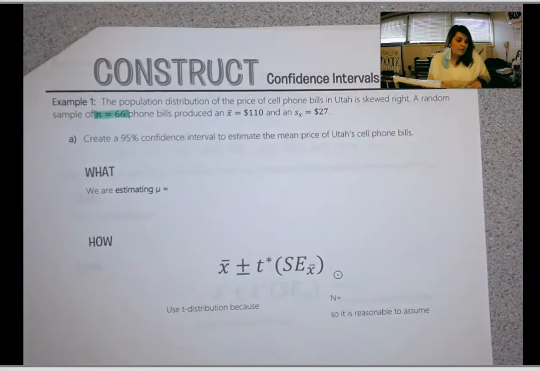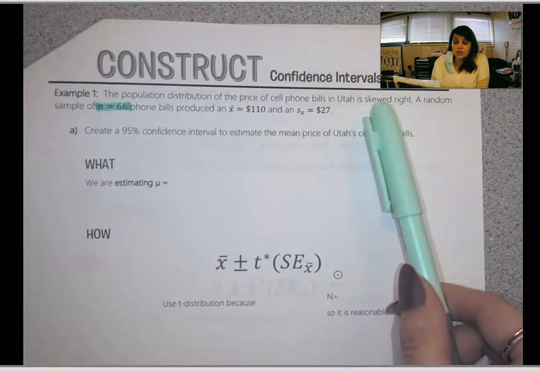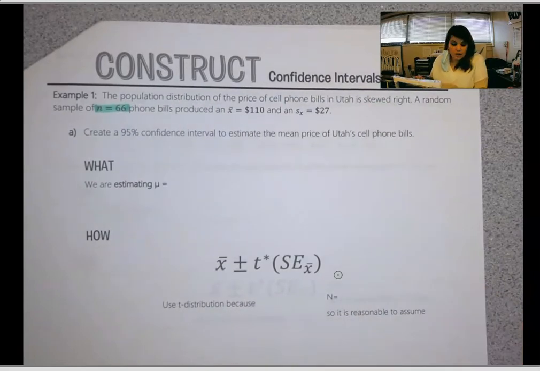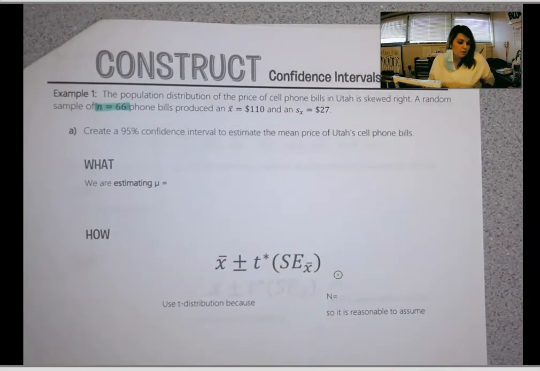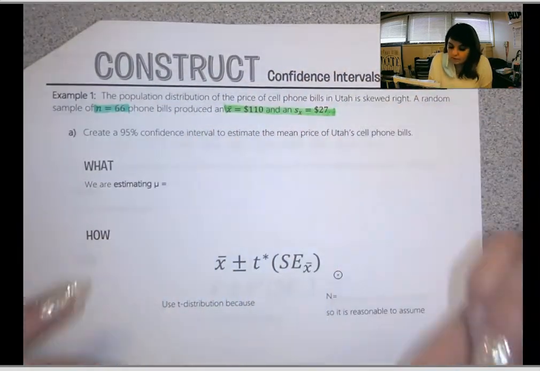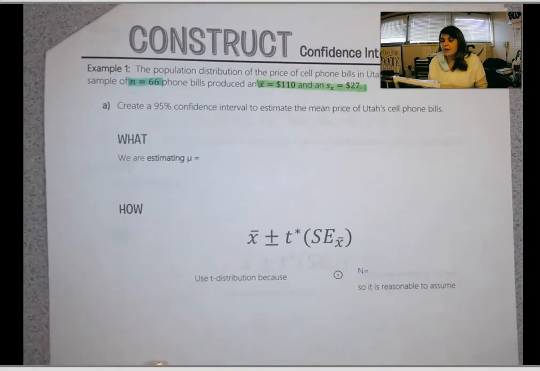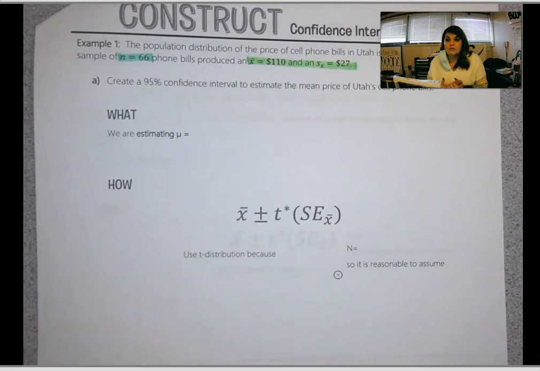So that means the central limit theorem is going to apply, and it does not matter that the population is skewed right. The other thing that makes this problem a bit easier is that they give us our X bar and our standard deviation of our sample. So all we need to do is add in the element of checking our conditions.